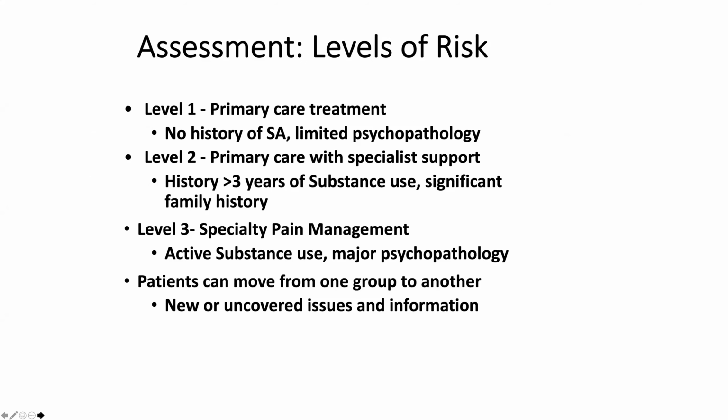When you develop the risk and you have an assessment, you have some idea, based on research, of what level of care. Level of care 1: primary care, no history of substance abuse, limited psychopathology. Level 2: primary care with specialist support, history of three years of substance use, significant family history. Level 3: specialty pain management, active substance use, major psychopathology. Patients can move from one group to another as new or uncovered issues are discovered in follow-up history.